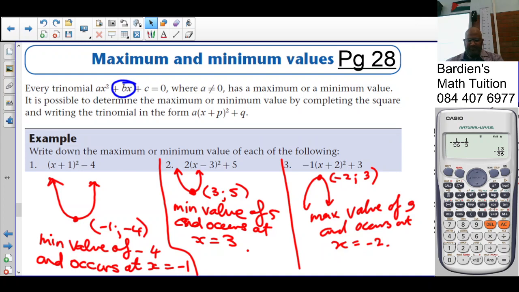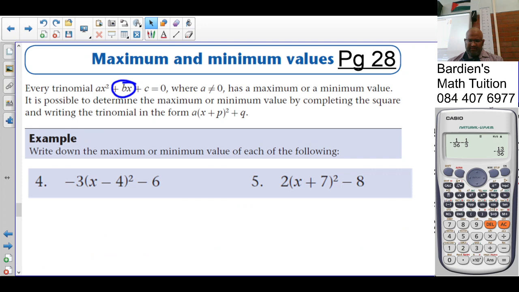The equation of the first graph was x plus 1 squared. So I'll give you a chance to answer number 4 and 5.